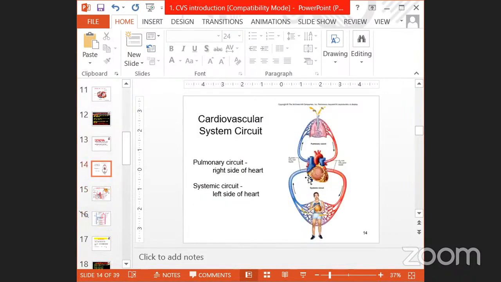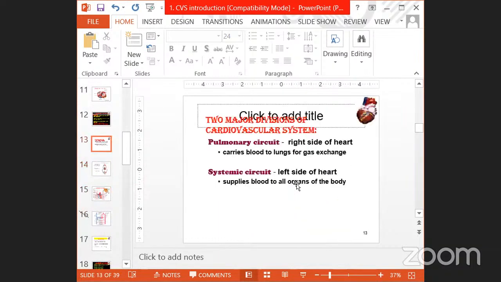Coming to the pulmonary circuit and the systemic circuit, we can say that pulmonary circuit carries blood to lungs for gas exchange, that gives blood to the lungs, and systemic circuit supplies blood to all organs, means that is longer. The systemic circuit is longer and the pulmonary circuit is shorter. Small circuit means from heart to lung, that is the pulmonary circuit. Systemic circuit is longer because it supplies blood to all parts of the body.